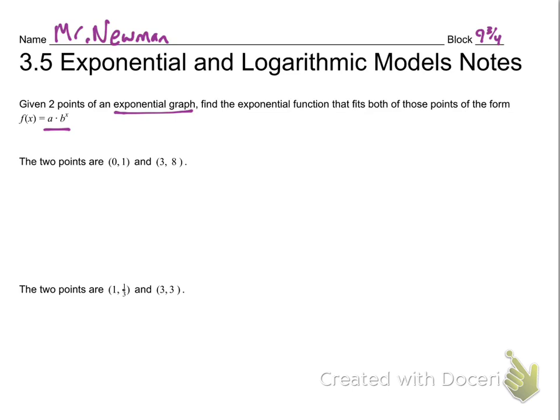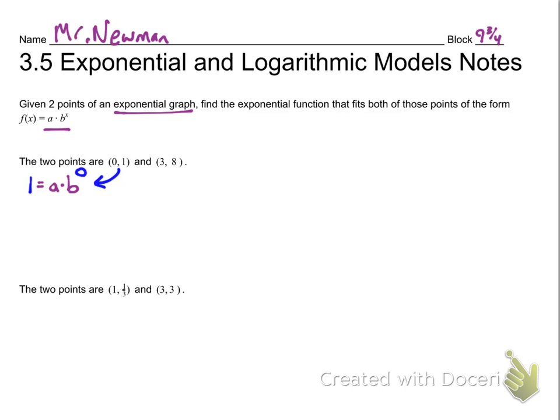One interesting fact is 2 points define a line. 2 points do not define an exponential function necessarily. But if you know it's an exponential function, then 2 points define a specific exponential function. Let me show you what that means in terms of this formula right here, because you notice we're not moving the function up, down, left, or right, etc.